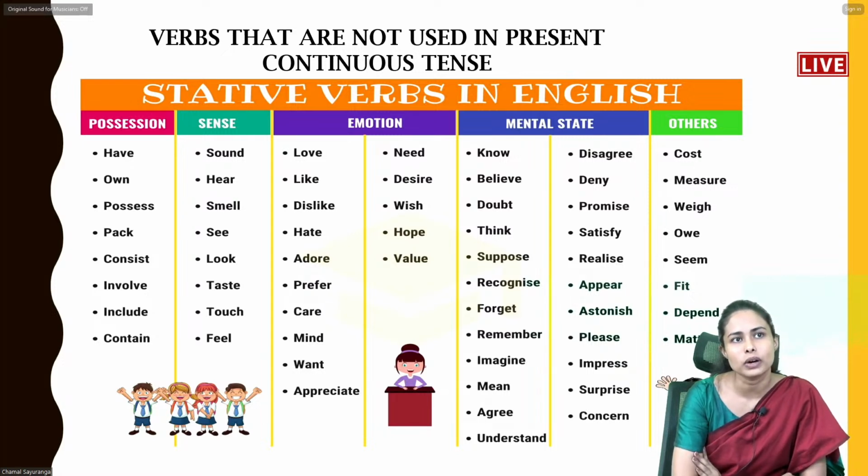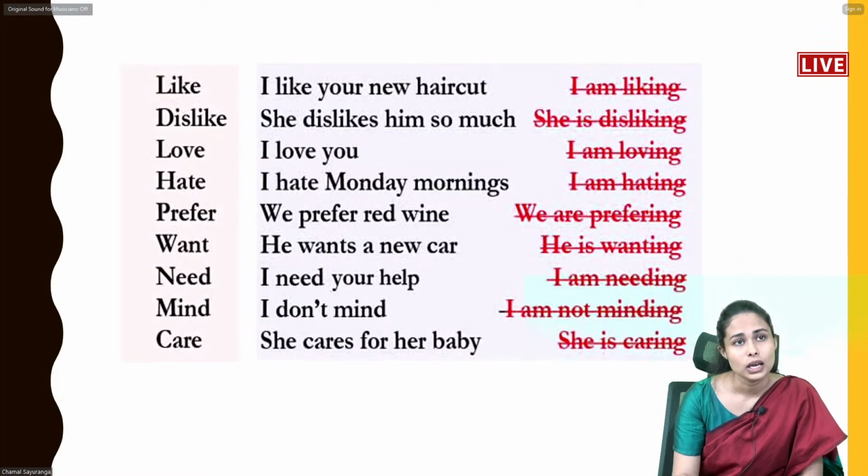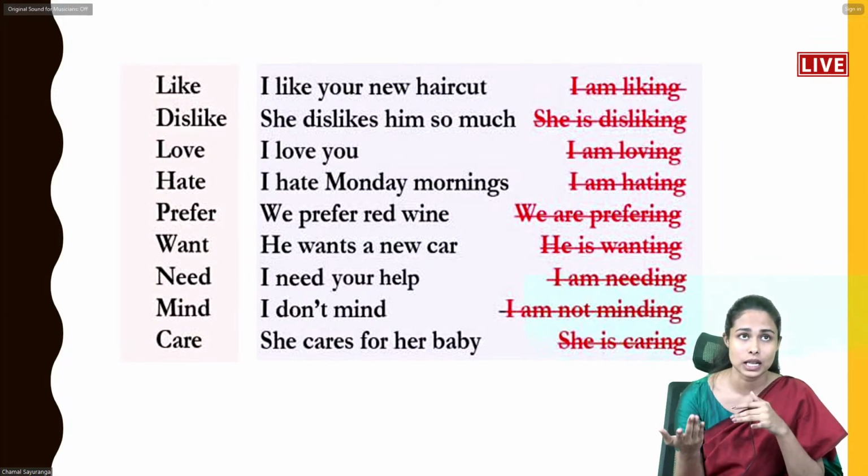Now you might be wondering why we can't use them. Here I have a few examples. Even though at the moment you are in love with somebody, you don't say I am loving you. Have you ever heard that phrase before? No, we normally say I love you, because it is a stative verb. We usually don't use stative verbs in present continuous tense. I like your haircut, not I am liking your haircut. She likes or dislikes him so much, not she is disliking.